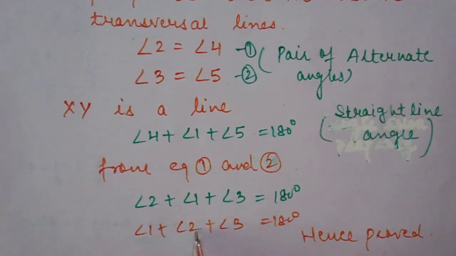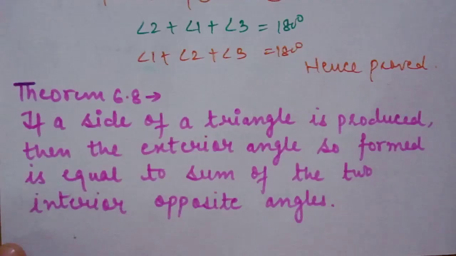So, angle 1 plus angle 2 plus angle 3 is equal to 180 degrees. Hence proved. This is your angle sum property, that the sum of all three angles is equal to 180 degrees. Next theorem, theorem 6.8.